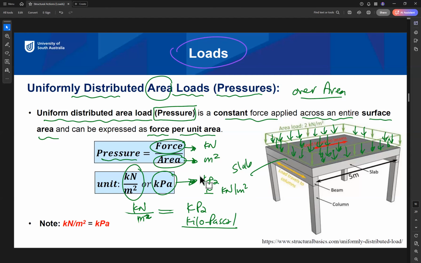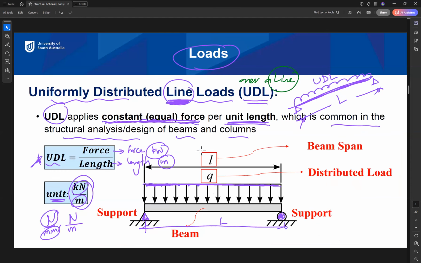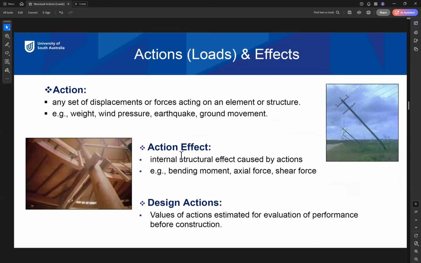Do you have any problem with the different types of loads? So we have, again, three types of loads: point load, uniformly distributed line load, and uniformly distributed area load, or pressure. Do you have any questions about the load types, or sorry, the load configurations? No? Okay, let's continue.